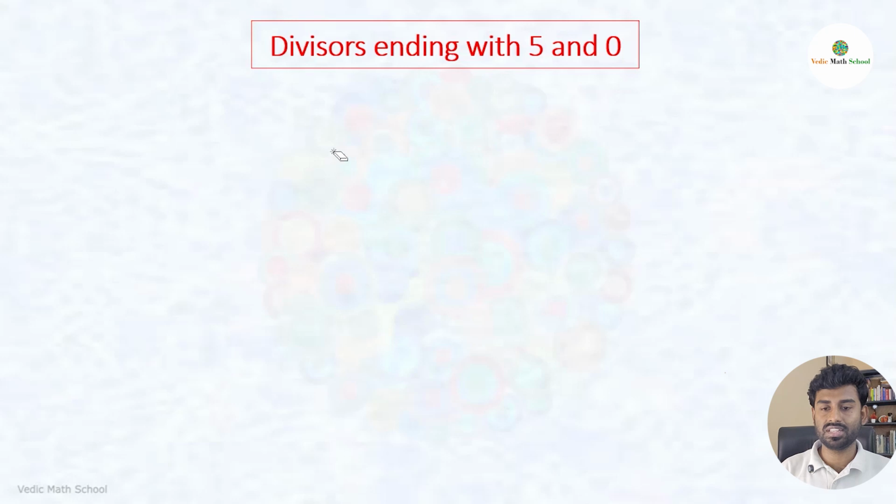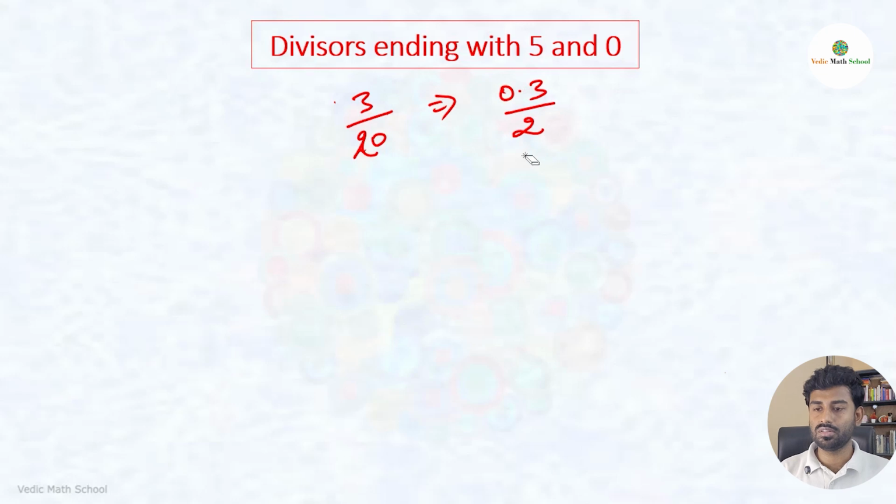Now, what I'm saying: suppose the number is 3 upon 10, or 3 upon 20. What we are going to do? Actually, we write down 0.3 upon 2. So the divisor is ending with 2. And how to deal with this? Simply multiply with 4. So it is 1.2 upon 8. So the divisor is ending with 8. This rule is going to apply.